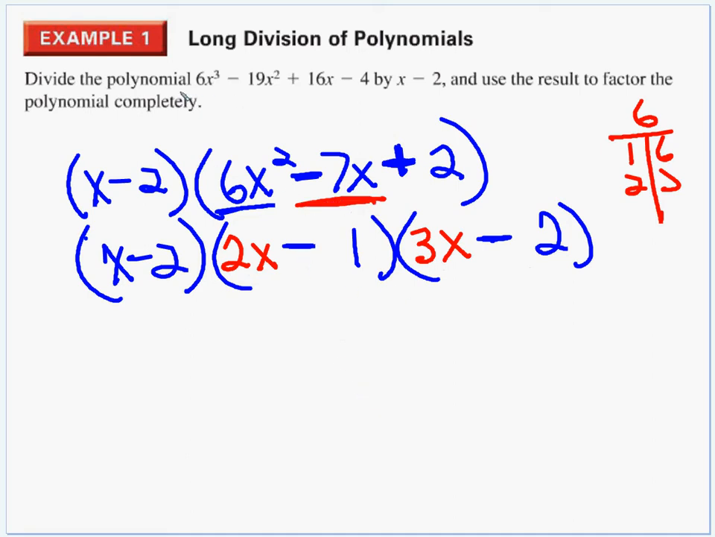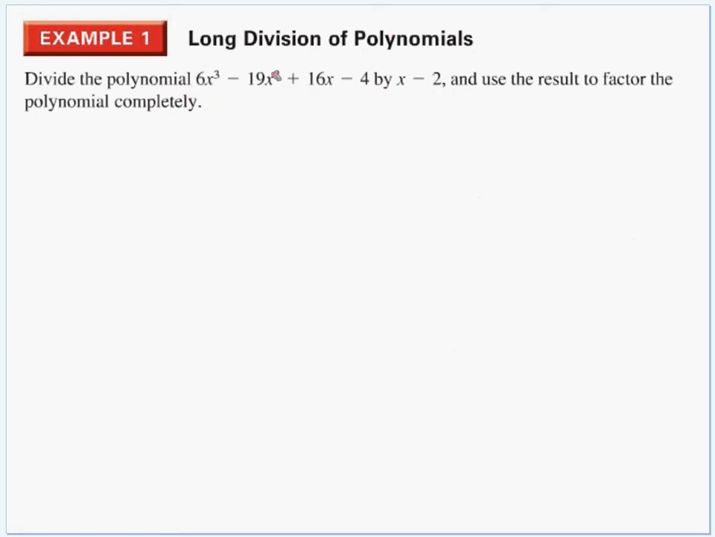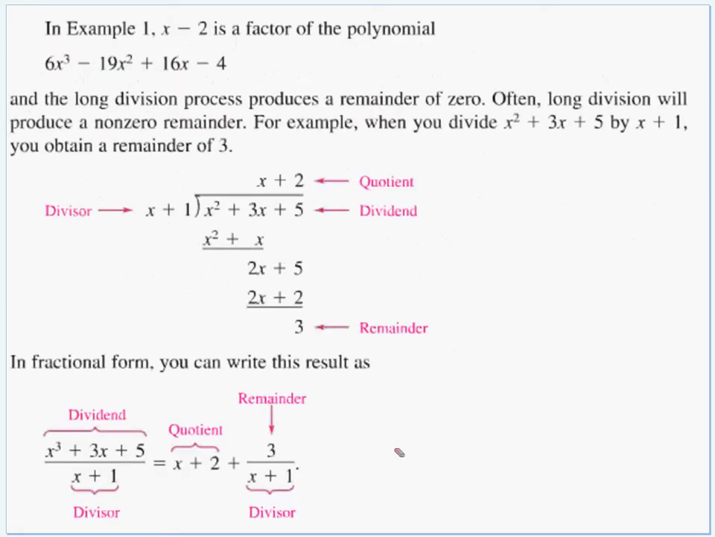So right from the get-go, if I asked you to factor this, it'd be pretty difficult. But if I give you one of the factors, x minus 2, and you divide it out, what remains might be easier to factor. So that's example 1.